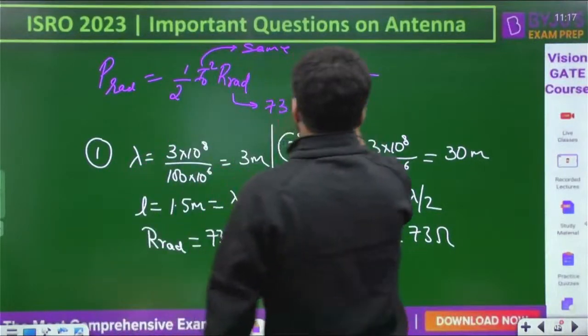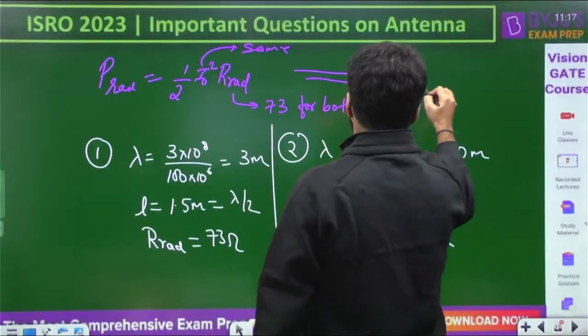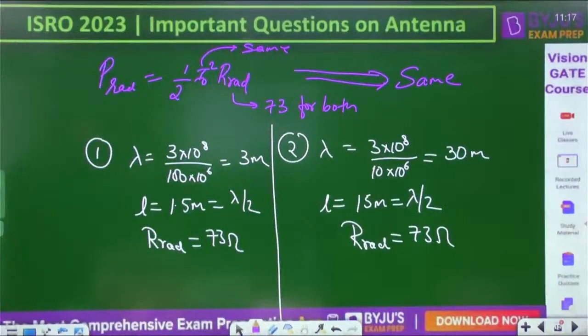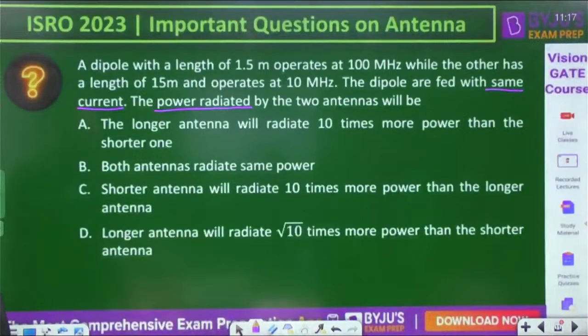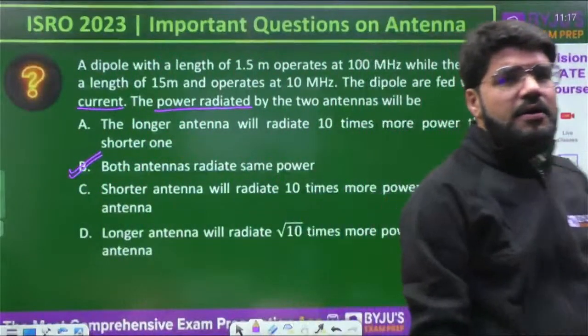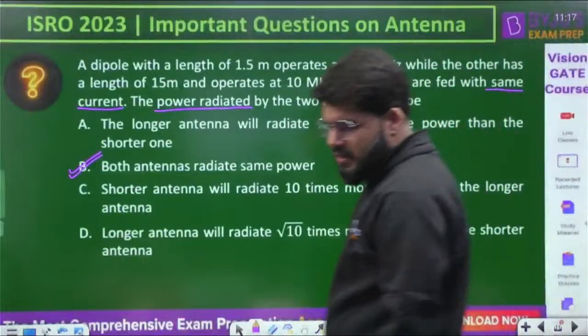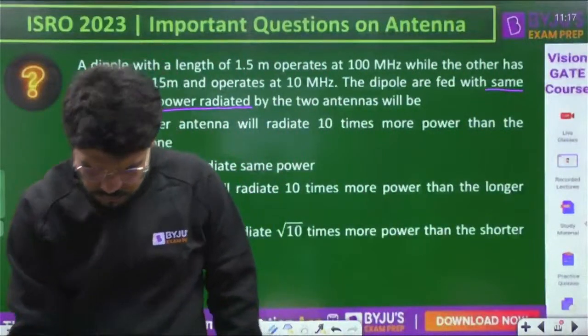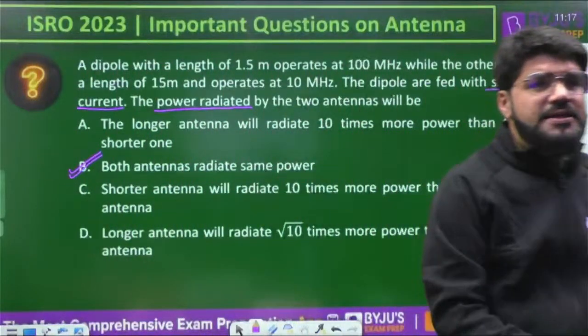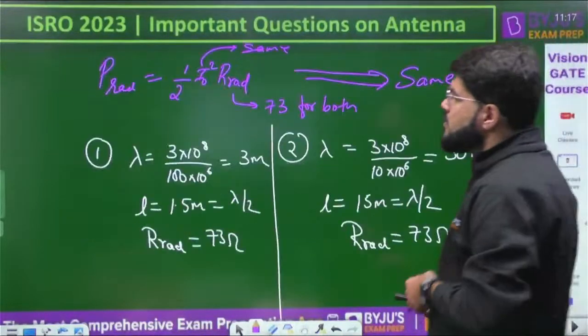If everything is the same, the radiated power also remains the same in both cases because they are fed with the same current. Is it okay, everybody? So the correct answer is option number B. Both antennas radiate the same power. Okay, let's get moving ahead to the next question then.